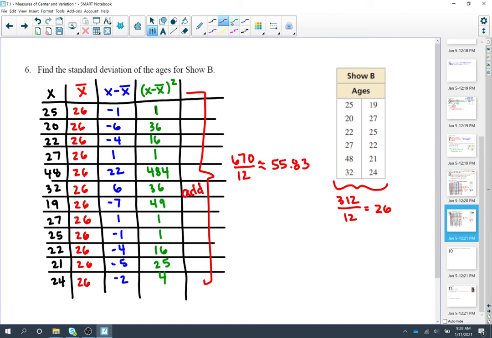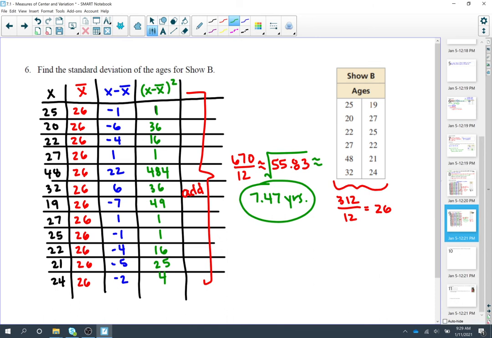And then last step is we take the square root of that number, which is going to get us 7.47 years. Now, that is your standard deviation, that is sigma. And again, what that's telling you is that each age in that data set is about 7.4 or 7.5 years away from 26, which is the mean.